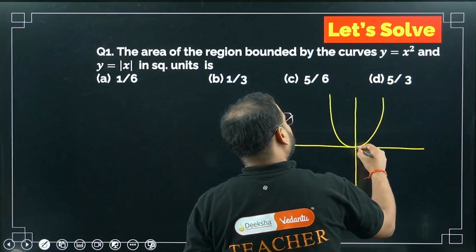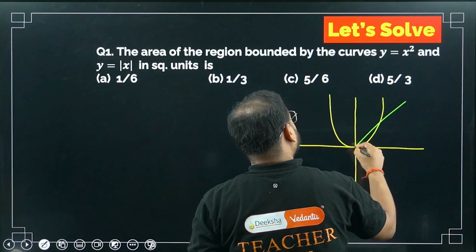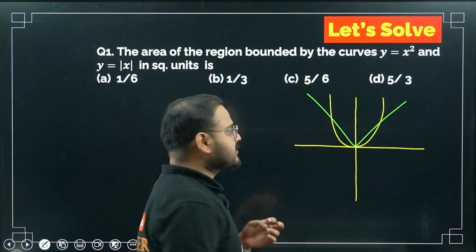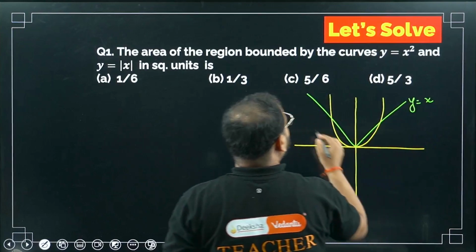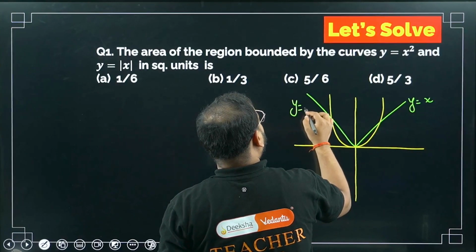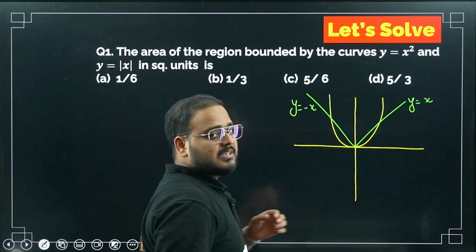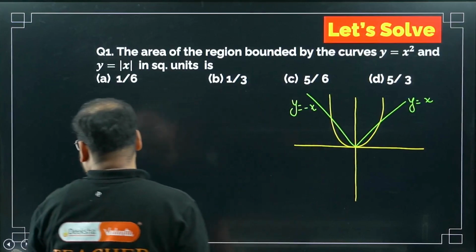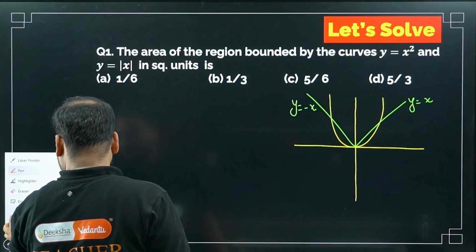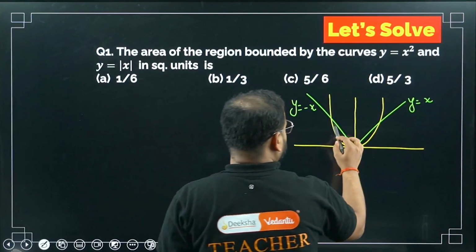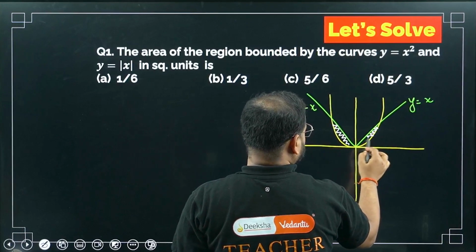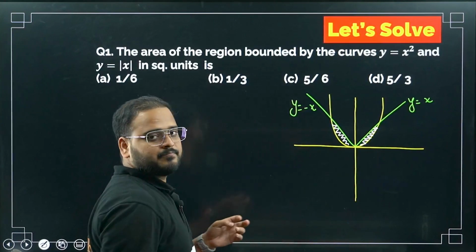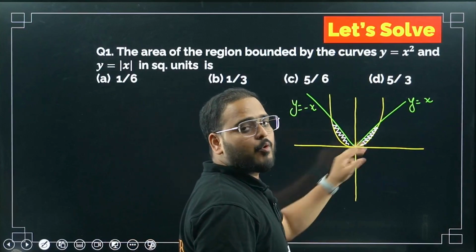Mod x will be like this and like this. So this is my which curve? If you remember, y equals x curve is over here and y equals minus x curve over here. Since we know it is a symmetric figure, then I can say that the required area will be like this and they'll be equal to each other. Right now, I have to find the sum of both of these areas.